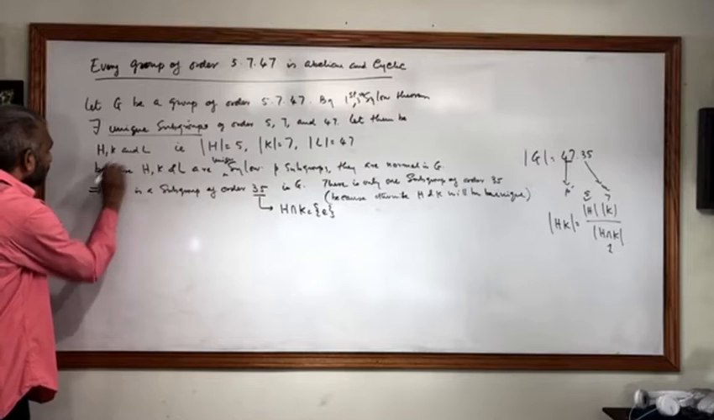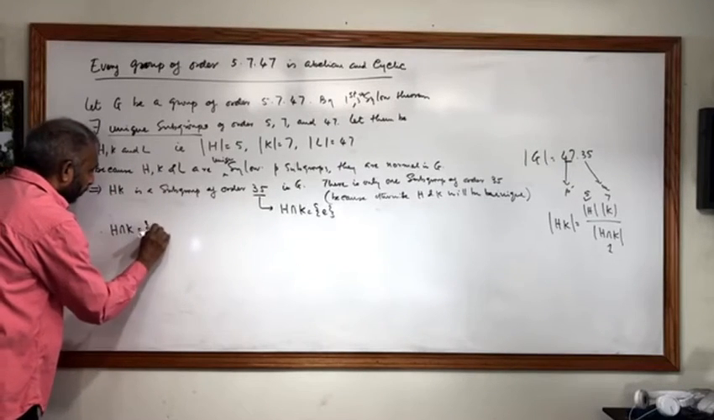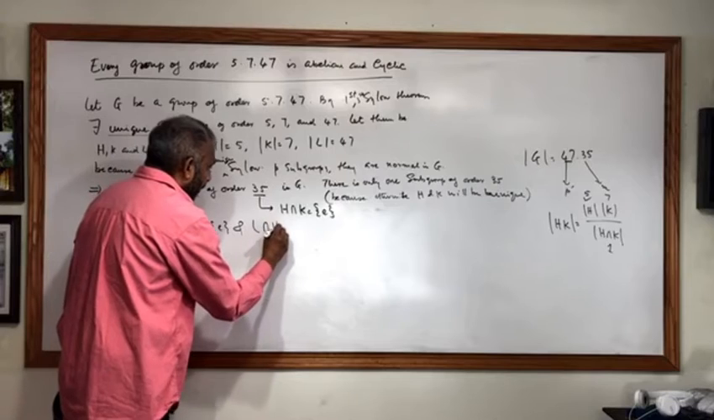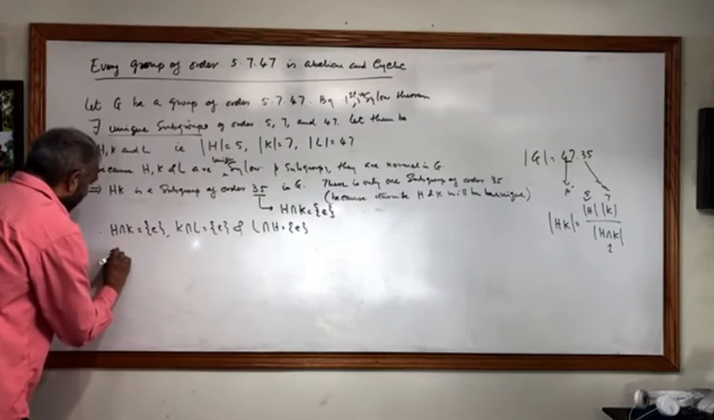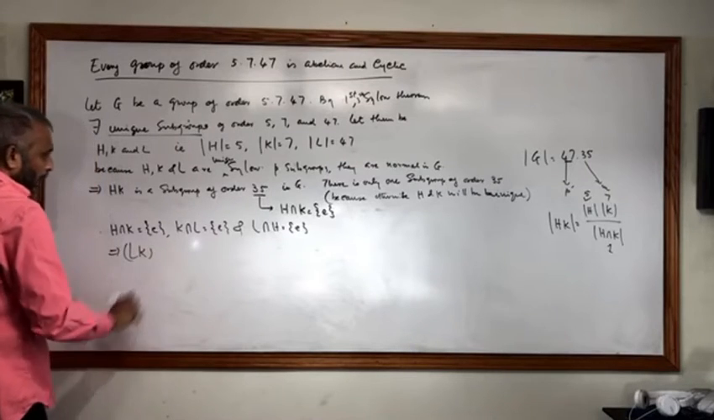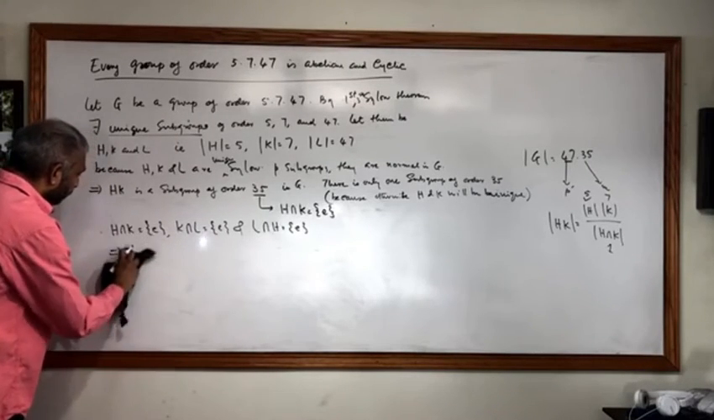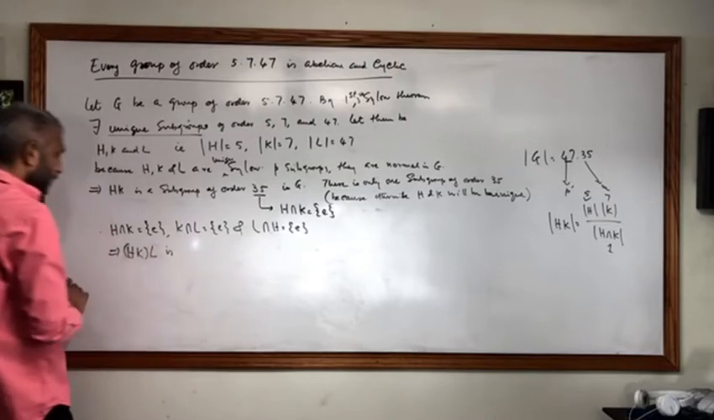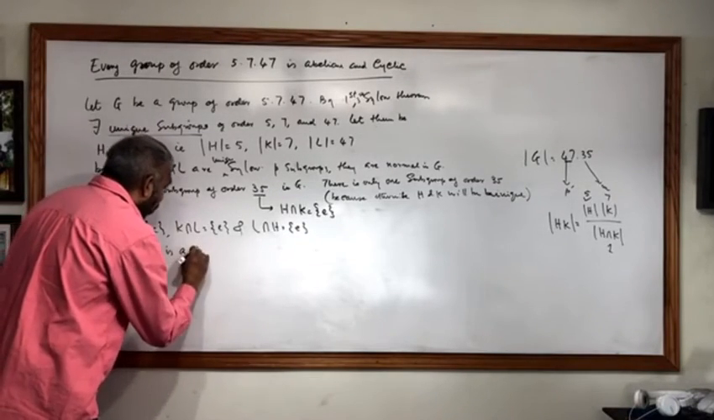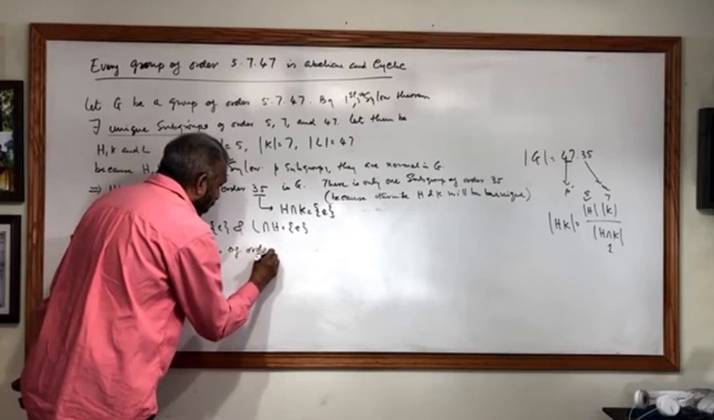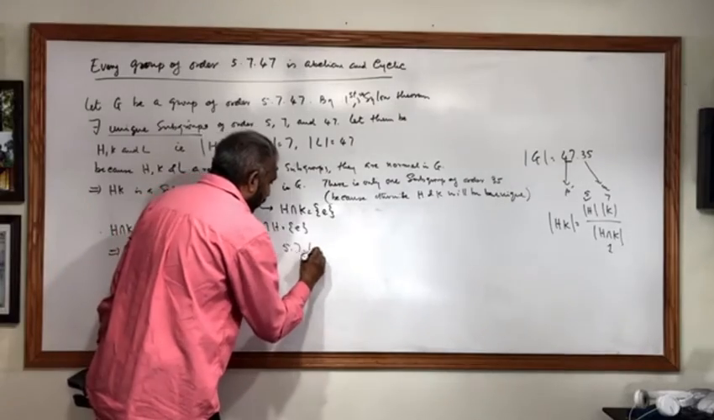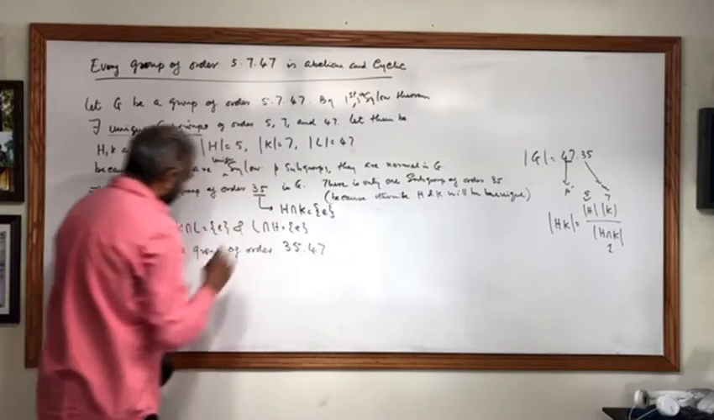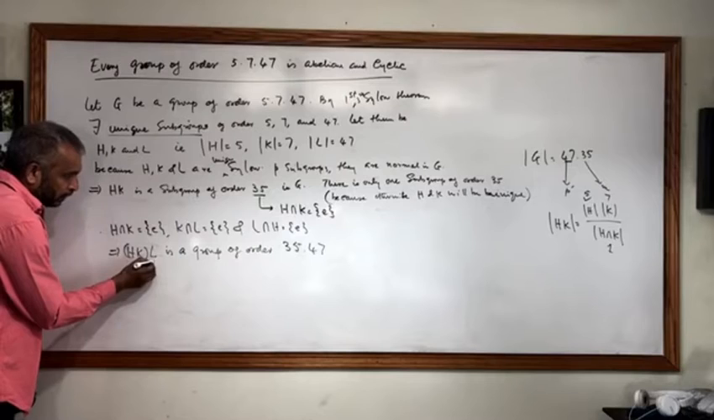Another property of these subgroups is that H intersection K is equal to E, K intersection L is equal to E, and L intersection H is equal to E. And that implies HKL is a group of order 5 times 7 times 47, or 35 times 47. This is actually 35. This is 47.